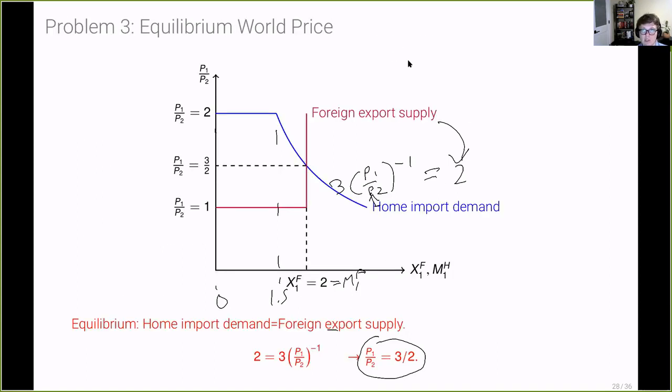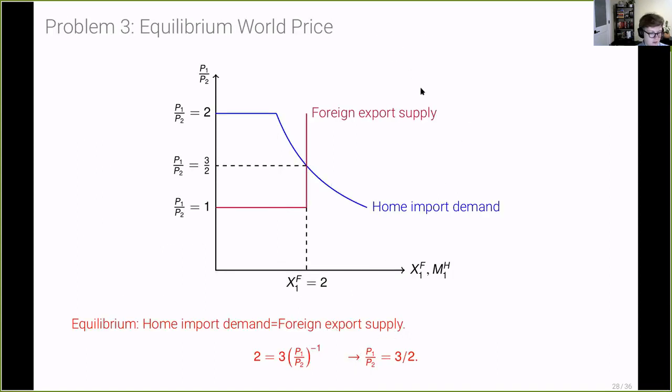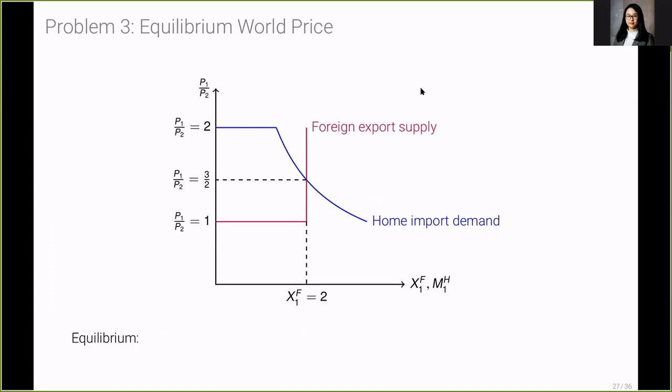So does anyone have any questions about that? Hi, James. Can you repeat why there would be a vertical line on the graph? Sure.